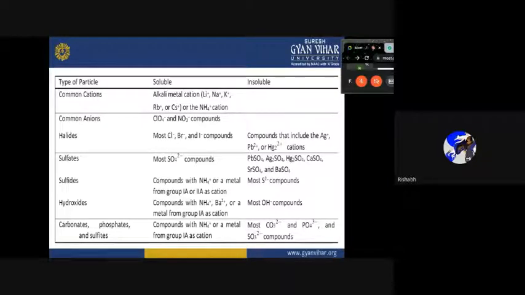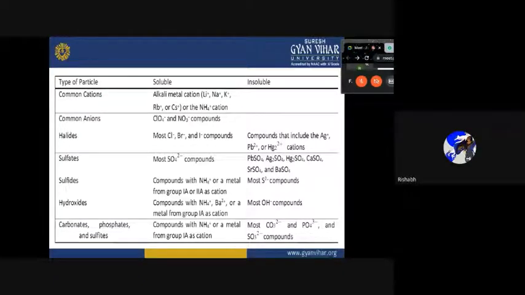But some of the compounds that include Ag, lead, your silver, lead, and this Hg2 positive cation, they can form compound and precipitate and hence become insoluble after the reaction.